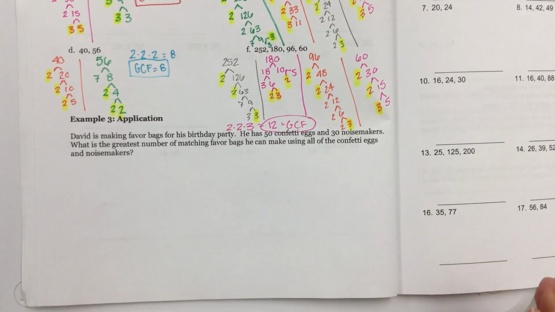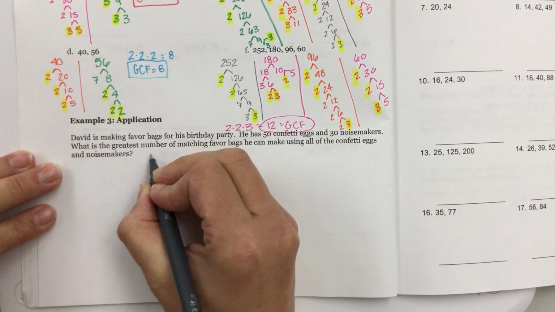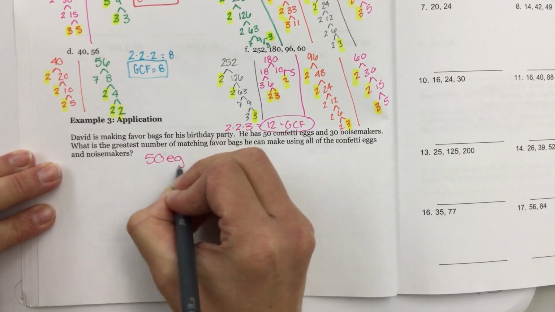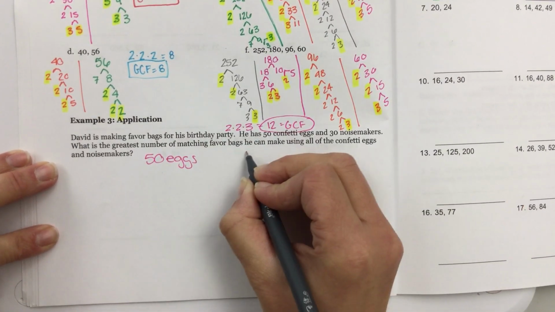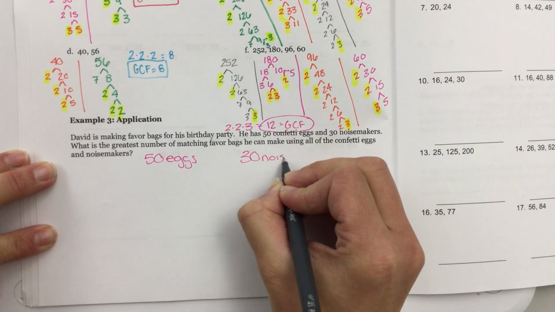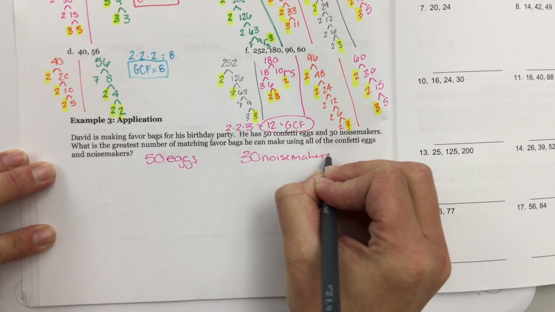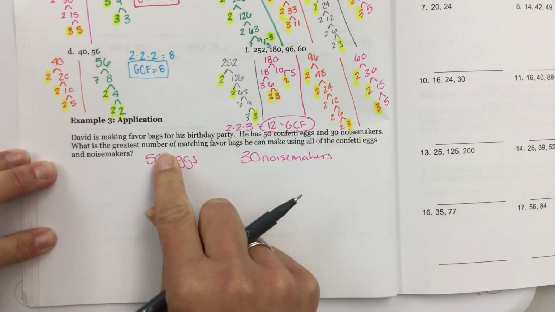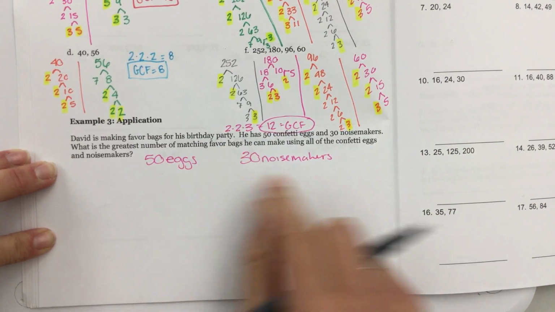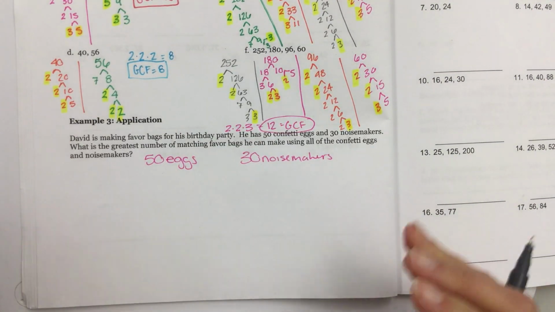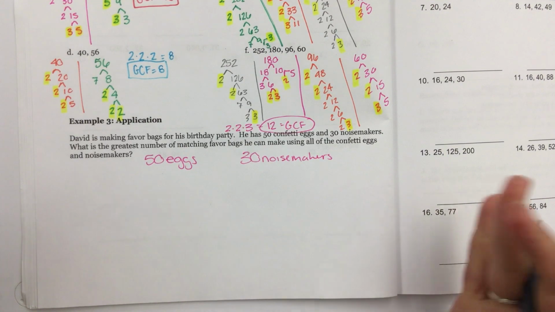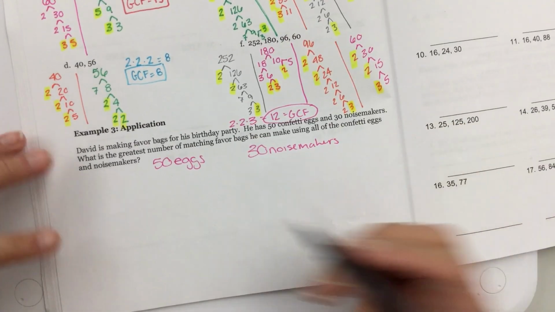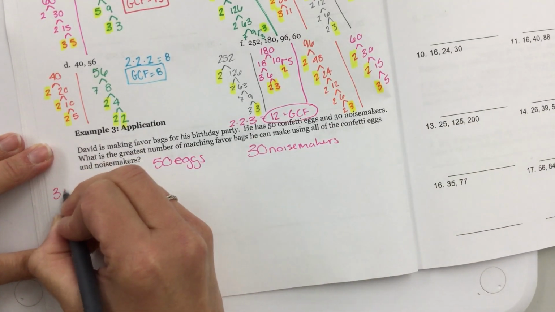Okay. Last example here, it's our word problem. David is making favor bags for his birthday party. He has 50 confetti eggs, so 50 eggs. He has 30 noisemakers. So what is the greatest number of matching favor bags he can make using all of the confetti eggs and noisemakers? So you could do this 2 different ways. You could list the factors if we wanted to do that.